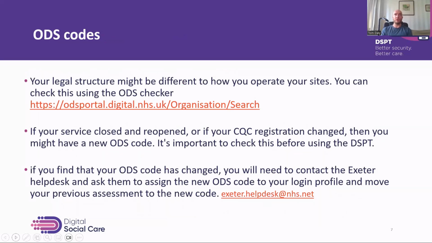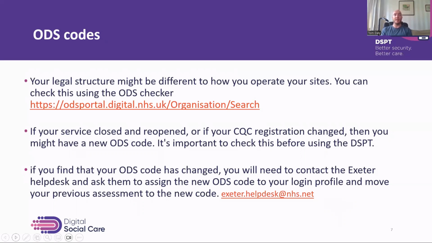So your legal structure might differ to how you operate the sites, so that's something to bear in mind, and you can check that there through the ODS checker. The organizational data service codes do come from CQC registrations, so both databases are linked. But as you can see, when your service closes or reopens, or if there's a change of that registration, the ODS code will change with it.